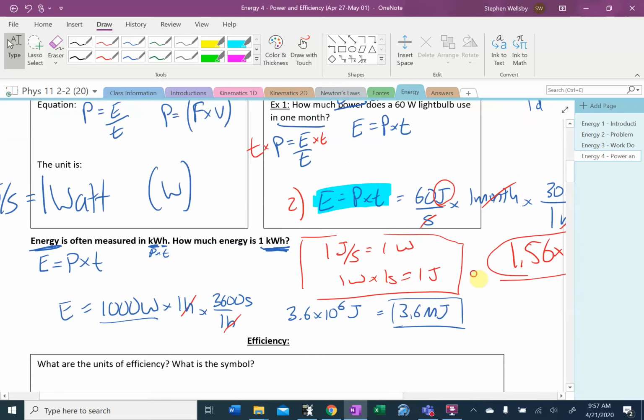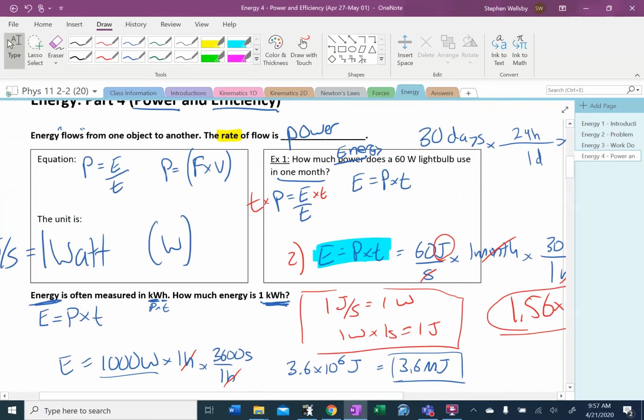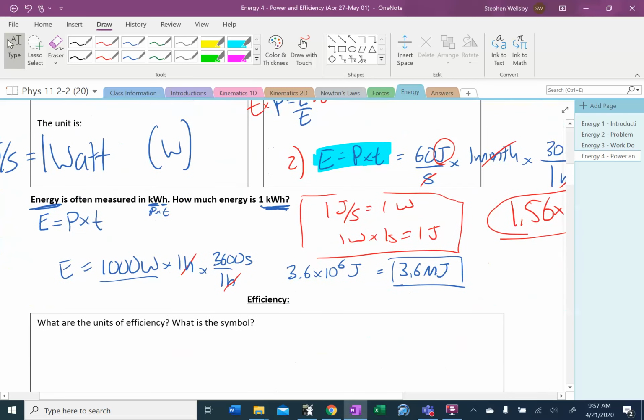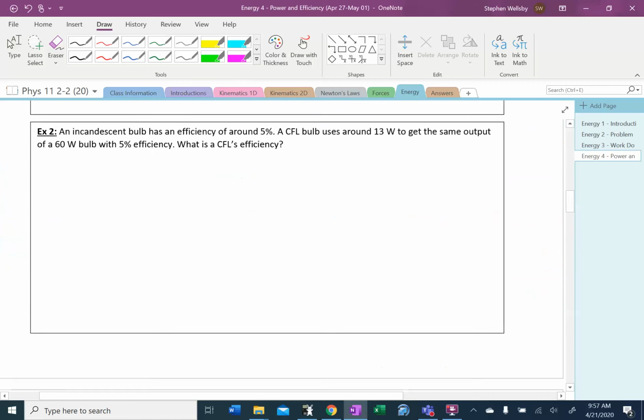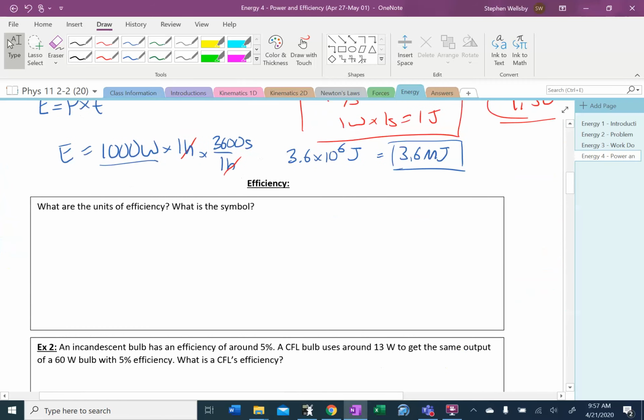So that is essentially all there is for power. There's not a huge amount of information. It's simply how quickly energy is going from one place to another. So now what about efficiency? Well, with efficiency, there's going to be two formulas that you can use. So first of all, I'm going to show you this symbol. The unit of efficiency, well, I'll ask you to try and figure that out for yourself.